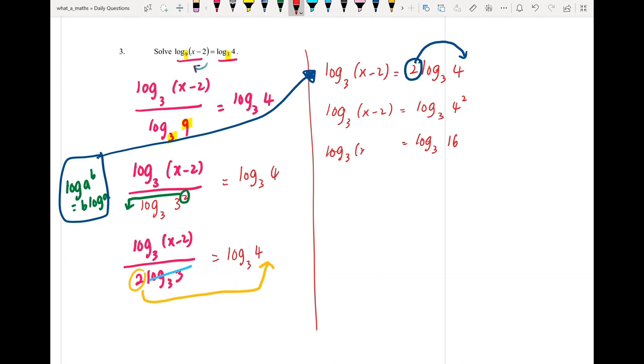Here is log base 3 of x minus 2. Take a look at both the left-hand side and the right-hand side. Both have only a single logarithm. The bases are the same. So I can say that the numbers that are being logged are also the same. So the conclusion that I'm going to write is x minus 2 equals 16, so x equals 18.